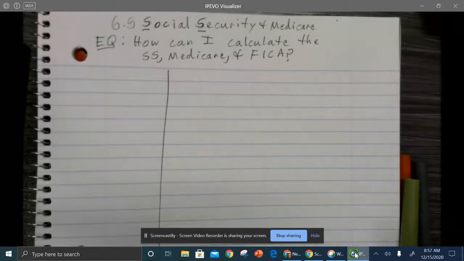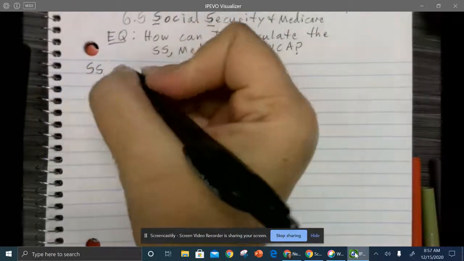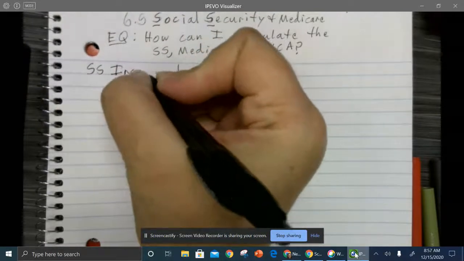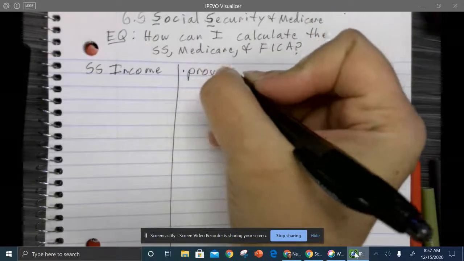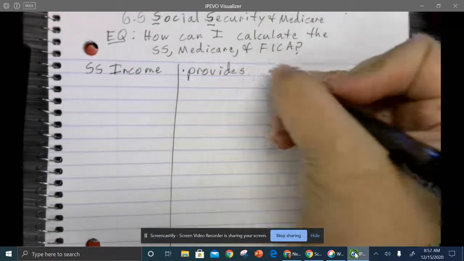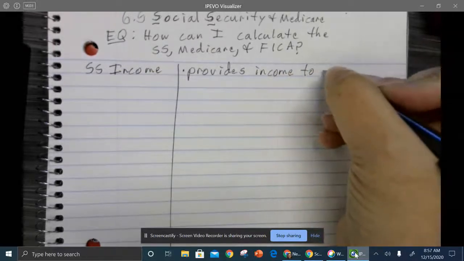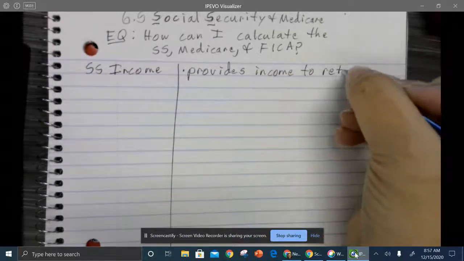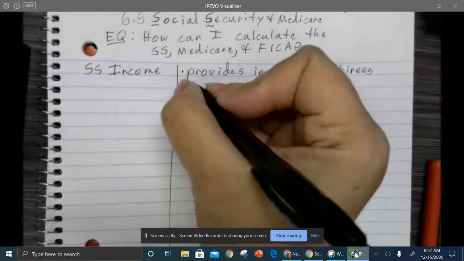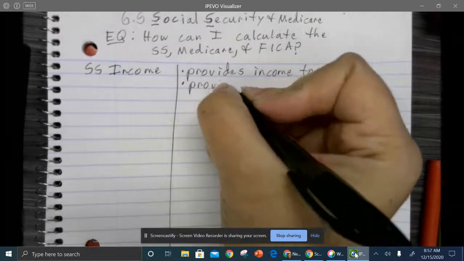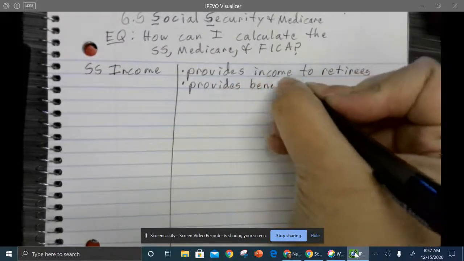Okay. So Social Security provides income to retirees, and the earliest age that you can apply for Social Security is when you're 62. Okay. It also provides benefits to people who are disabled.